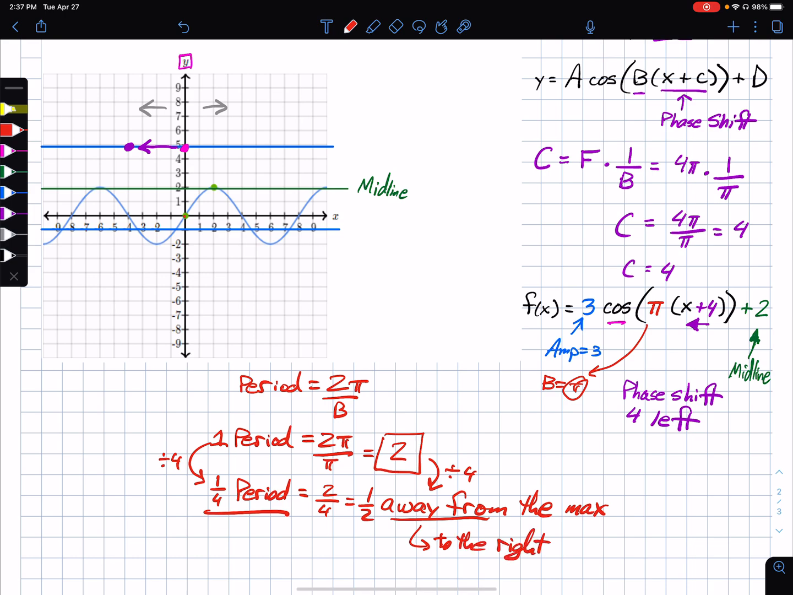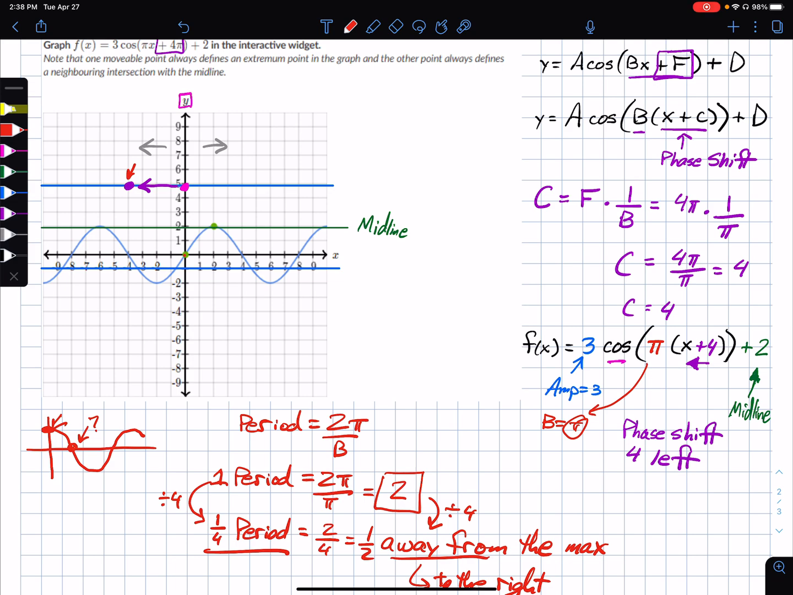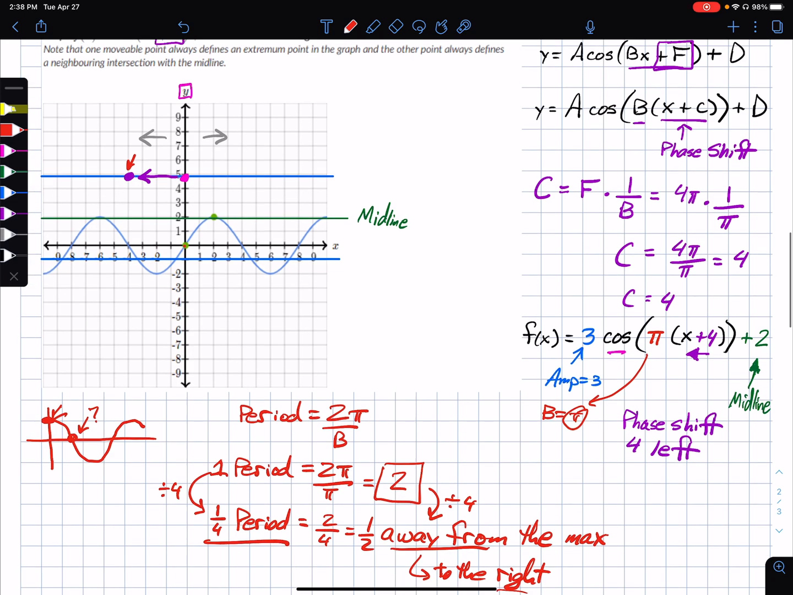And if you're wondering why to the right, well, think about cosine. Cosine's curve, as you recall, starts at the top of its amplitude, has nowhere to go but down. So we already know that point. That's this purple point here. Now we're trying to place this point right here. So when I say away from, a half a unit away to the right from the max.